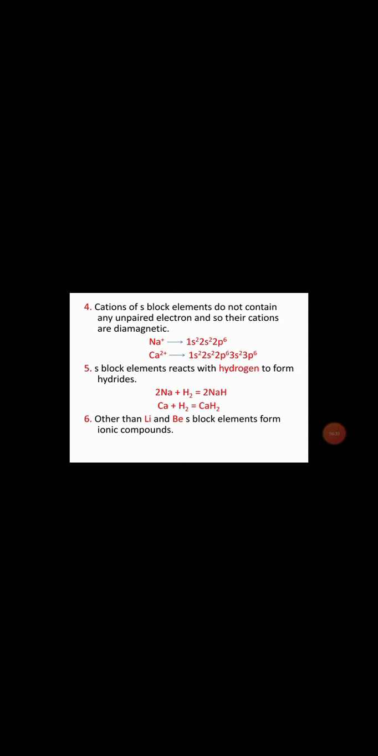Number 6, other than lithium and beryllium, S block elements form ionic compounds. Normally S block elements are metals, so they form ionic compounds, but lithium and beryllium are exceptional. They do not form normally ionic compounds.